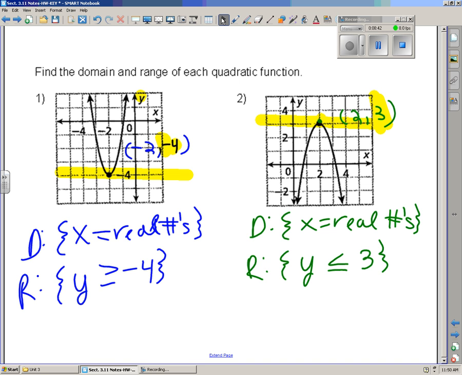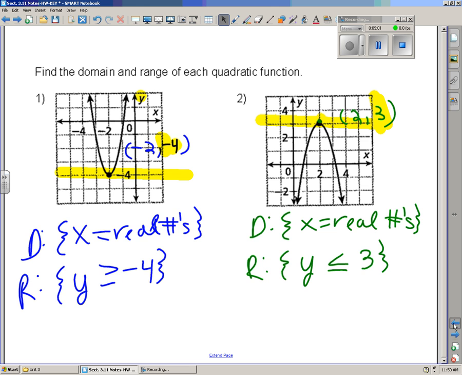Make sure that makes sense. If you have minimum values, your y is always going to be more than or equal to the y coordinate of the vertex. If your vertex is a maximum value, your range, your y, is going to be less than or equal to the y coordinate of the vertex.